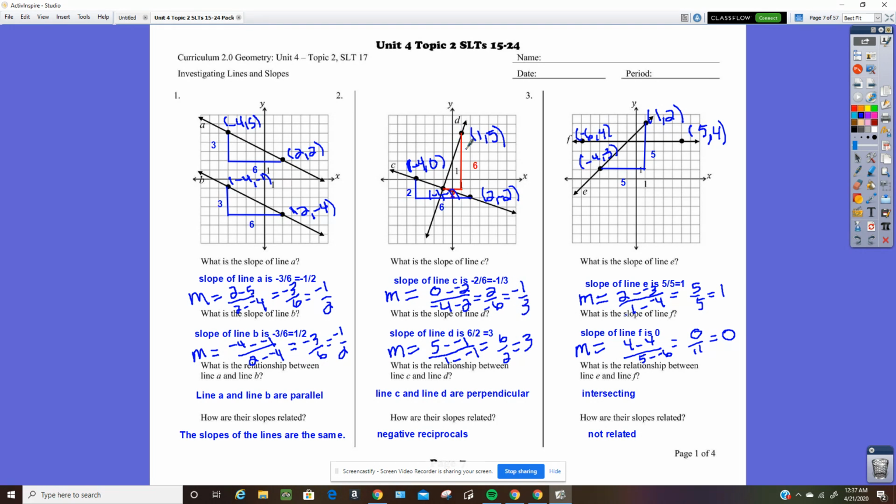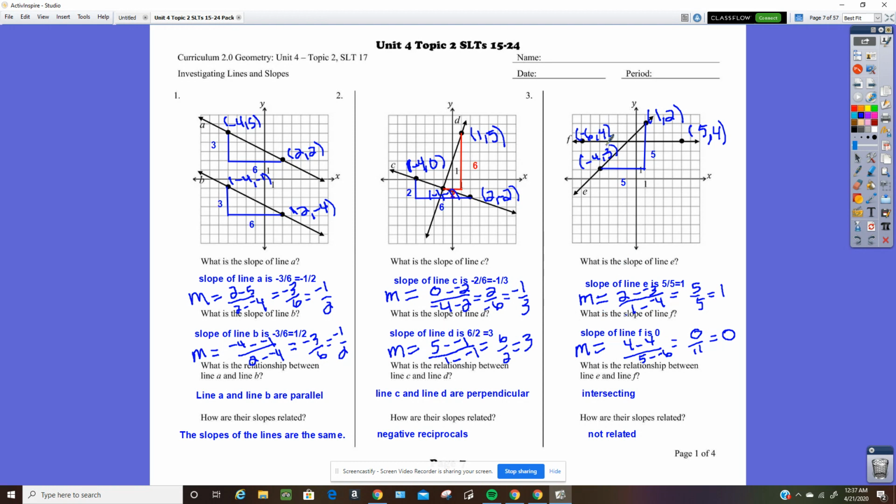And then line D, the red triangle here, the rise is 6 and the run is 2. This is positively sloped, so 6 over 2 is 3, or if you take the points, 5 minus a negative 1 is 6, and then 1 minus a negative 1 is 2, so 6 over 2 is 3. These two lines are perpendicular because they have negative reciprocal slopes.